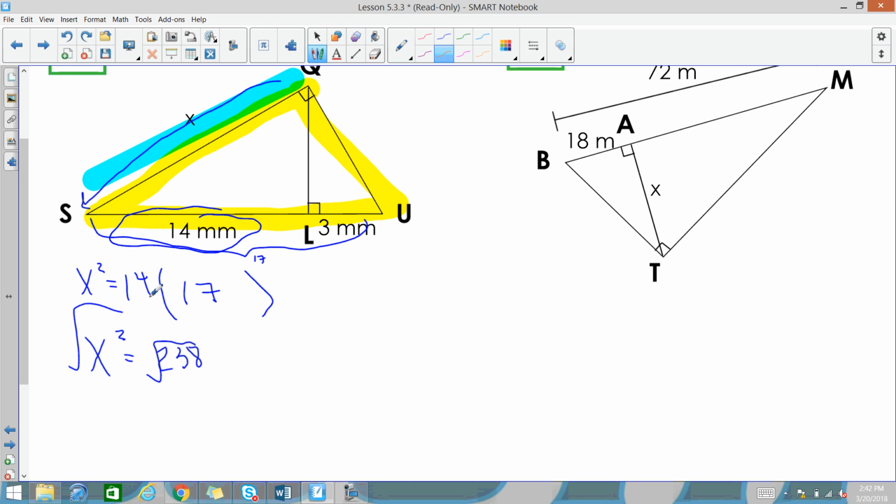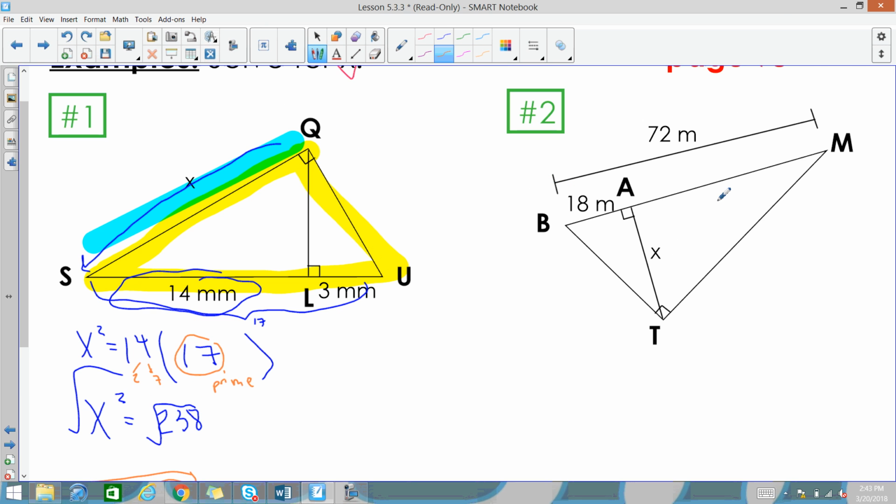If you look back at the two numbers that you're multiplying, 17 is prime, so I'm not going to get any perfect squares out of that. And for 14, the only two numbers that give me 14 are 2 and 7, and neither of those is a perfect square. Well, 238 is not necessarily prime, it just can't be simplified using perfect squares. So x equals the square root of 238, which isn't anything fun, but that's a really nice answer right there.